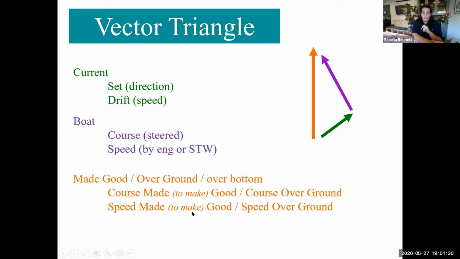And then your orange line is what we call the made good over ground or over bottom line. So that is what actually happened to your boat. Your boat was steering the purple line, but where the wake went was where you are on the orange line.